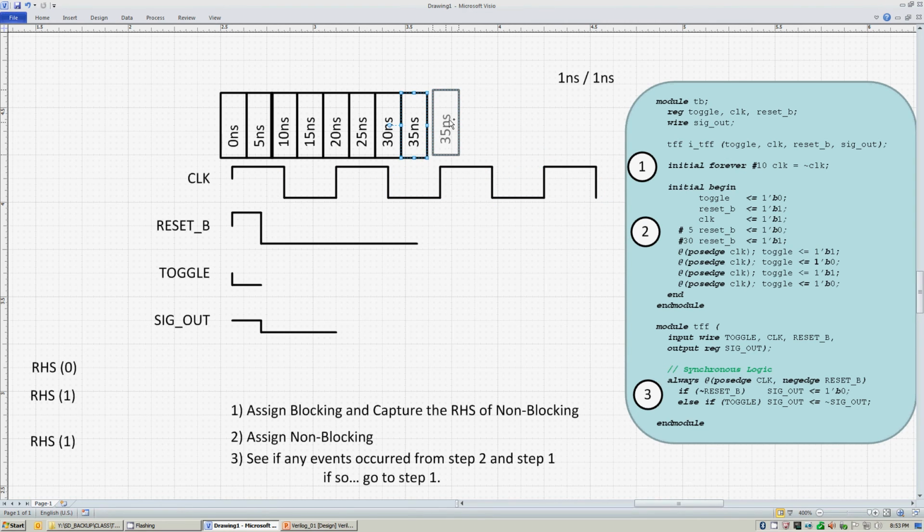Okay. So what's going to happen is at 40 nanoseconds, I'm sorry, at 35 nanoseconds, our reset is activated. So what happens is reset goes, we grab the right-hand side, we see if anyone else gets assigned at 35 nanoseconds or wakes up. Nope. So then we go ahead and we assign it. And then we see, does anybody wake up because of that event? No, because we're not sensitive to the positive edge of reset, we're only sensitive to the negative edge.